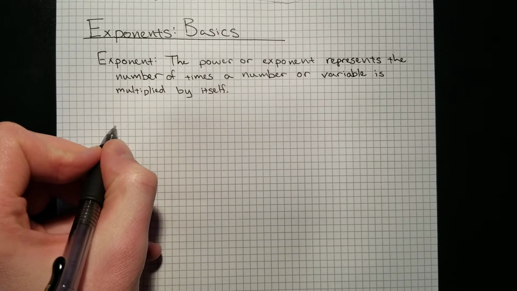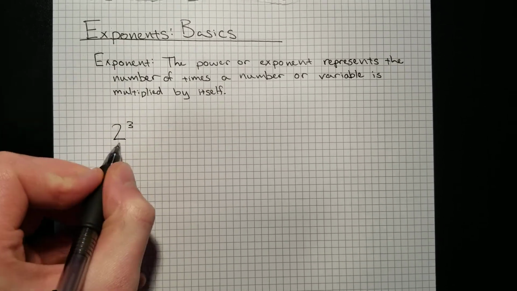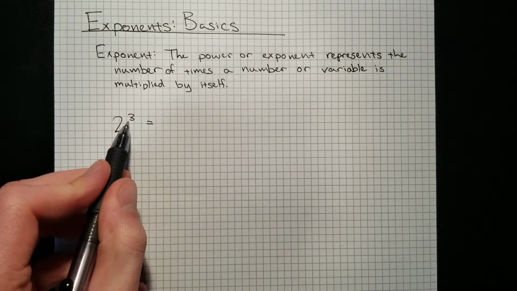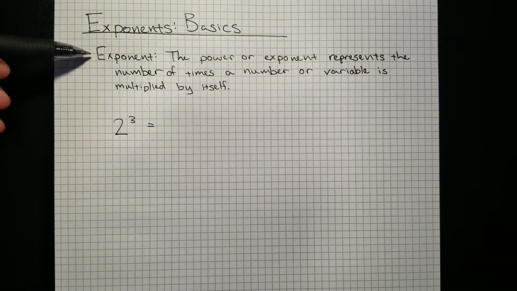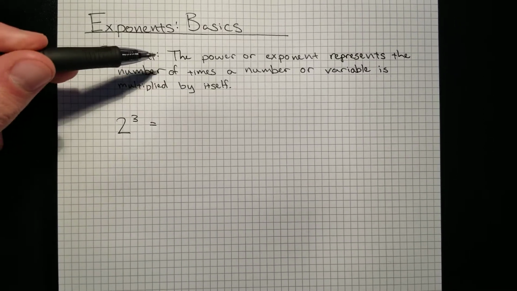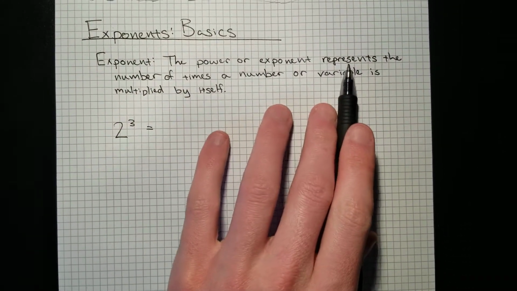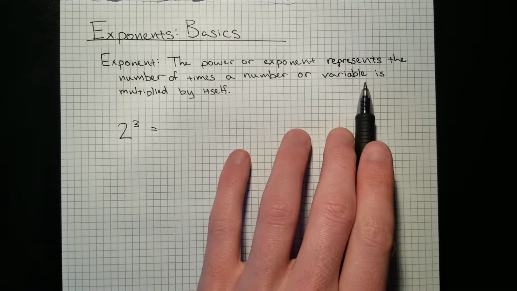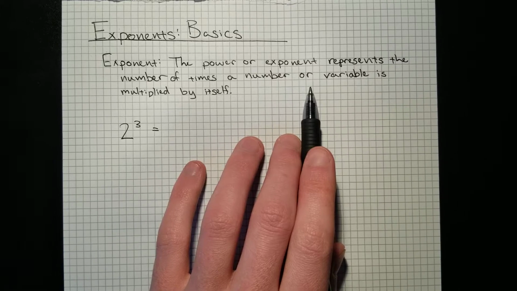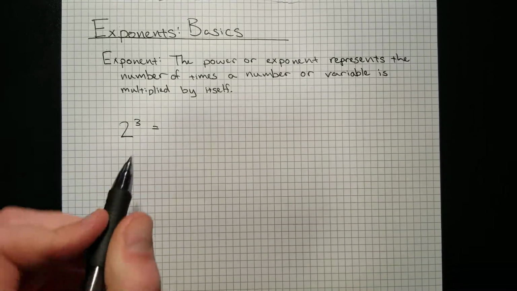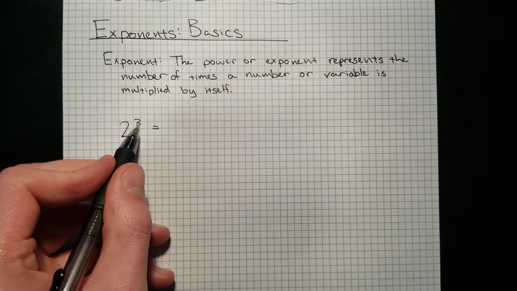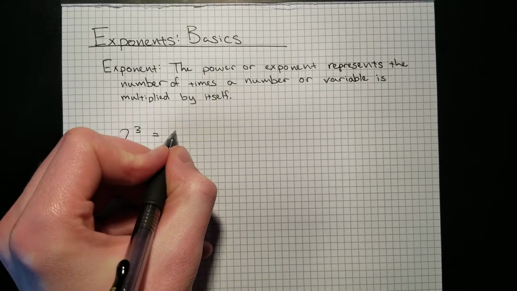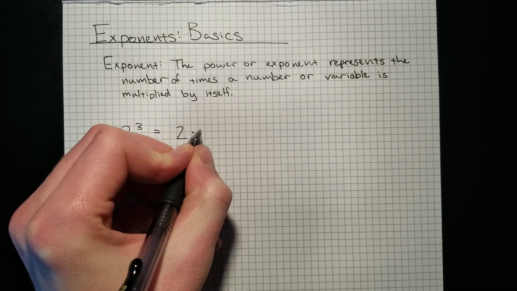An exponent is something like this. So we have 2 and then a little 3 up there. That means the number 2 to the third. An exponent, we call it a power or an exponent, and this represents the number of times a number or a variable, we'll talk about variables later, is multiplied by itself. So in this case, 2 to the third power just means that we're multiplying 2 by itself 3 times. If we were to write that out, this is called expansion.